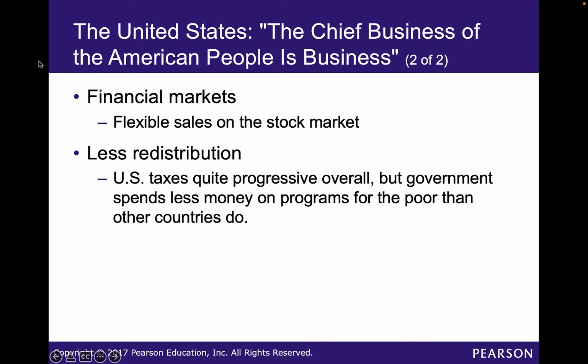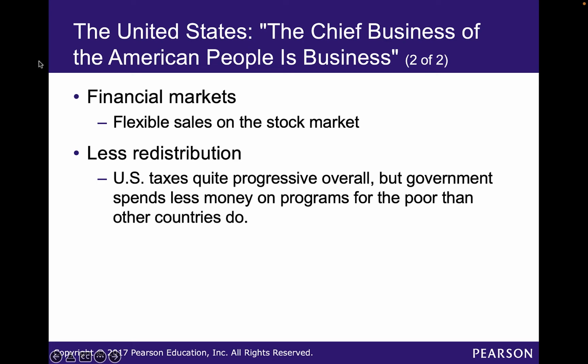We have financial markets, flexible sales of stock. Remember what a stock is. You go and buy a stock at a certain price, meaning you own a piece of a company. If the value of that company rises, that stock will rise also. And if you buy a stock for $1, and then the value of the company goes up, now your stock is worth $2, you just made $1, right? That's basically how the stock market works.